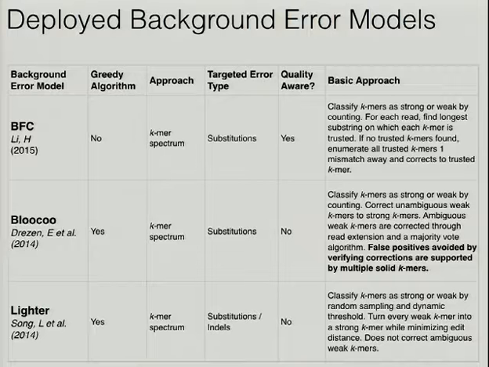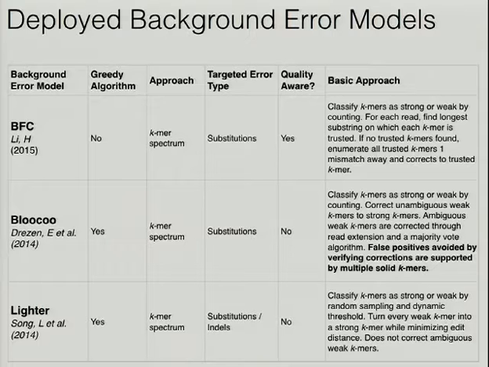Lighter actually takes a different approach to classifying k-mers between weak and strong by doing random sampling and using a dynamic threshold from the k-mer distribution. And its aim is to turn every weak k-mer into a strong k-mer while minimizing the edit distance. And it does not correct ambiguous weak k-mers, so it just skips right over those.